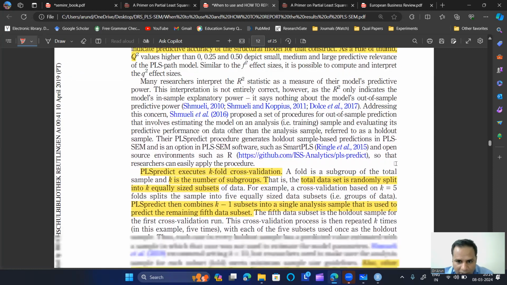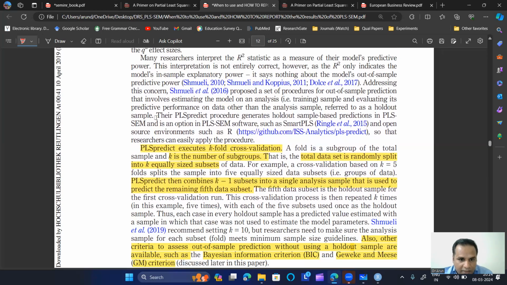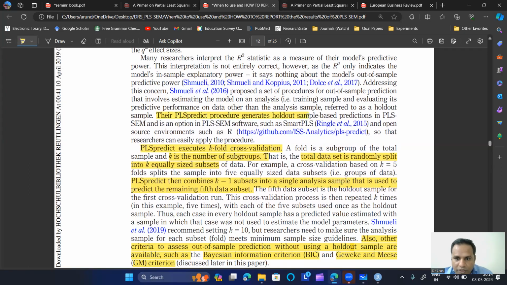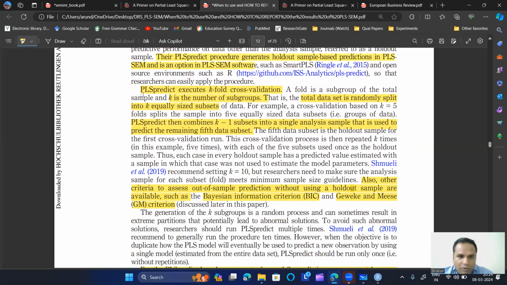Now, if you focus on this particular paragraph, here they are talking about PLS predict. Let me use a yellow color. The PLS predict procedure generates holdout samples based on PLS-SEM and is an option in PLS-SEM software such as SmartPLS, and in open source environments such as R. If you read this line, it says PLS predict executes k-fold cross validation. A fold is a subgroup of the data sample, and k is the number of subgroups. Let's say you put k as 5, I'll show you.